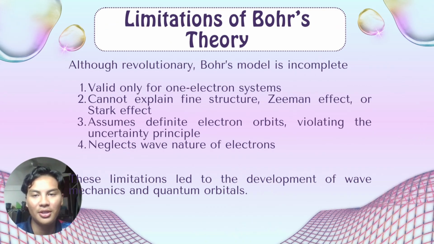Limitations of Bohr theory. Although revolutionary, the Bohr model is incomplete. First, it is valid only for one-electron systems. Second, it cannot explain fine structure, Zeeman effect, or Stark effect. Third, it assumes defined electron orbits, violating the uncertainty principle. And the last one is it neglects the wave nature of electrons. These limitations led to the development of wave mechanics and quantum orbitals.